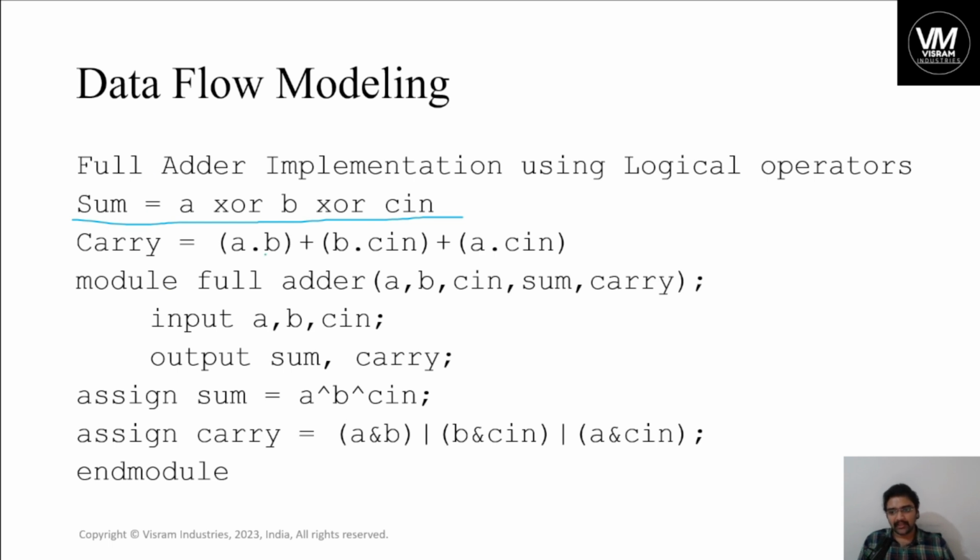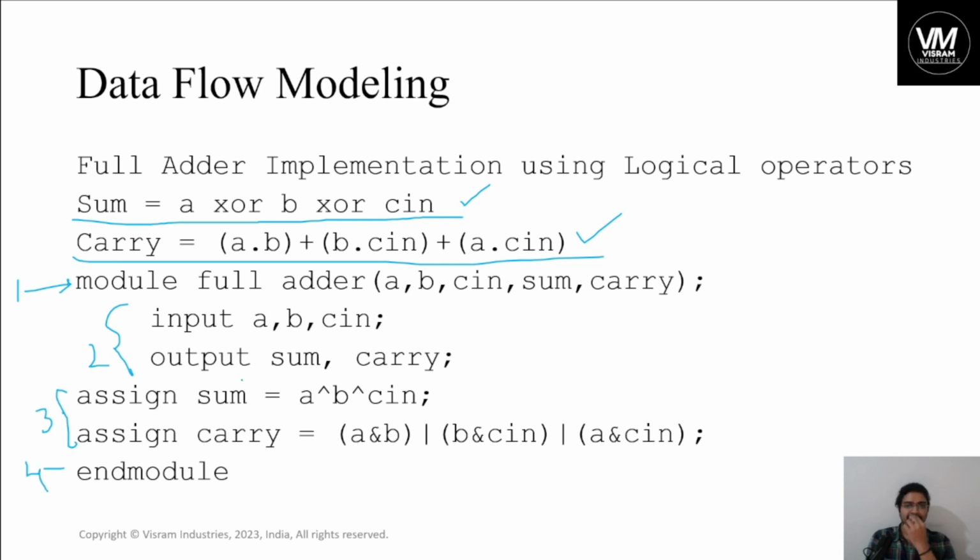So carry is A dot B plus B dot C in plus A dot C in. So this is what carry will be assigned in the full adder implementation. So for the full adder implementation, these are the two Boolean equations you should be working on. This is the functionality of full adder. In the same way, for any counter, for any multiplexer, you will see the functionality. So for those, module full adder example, this is the first part and this is the second part, and the third part assigns them something, and the fourth is the end.